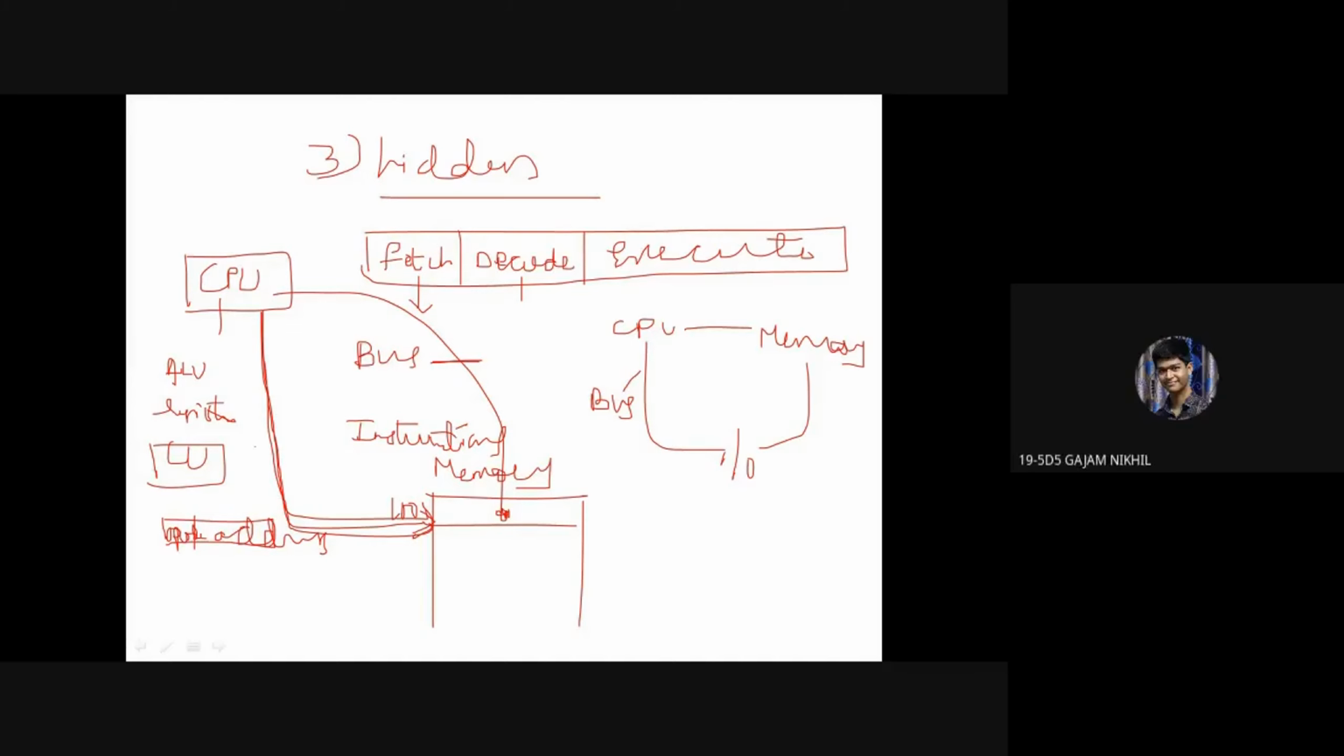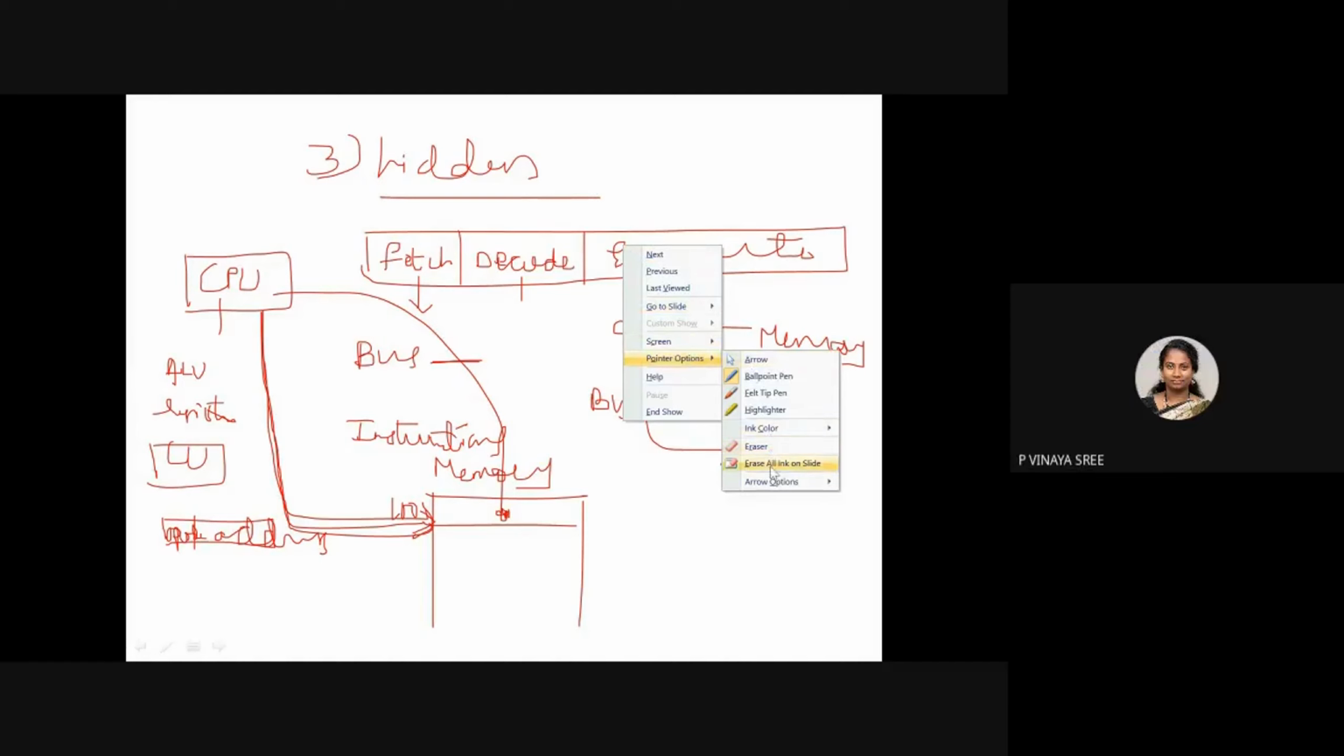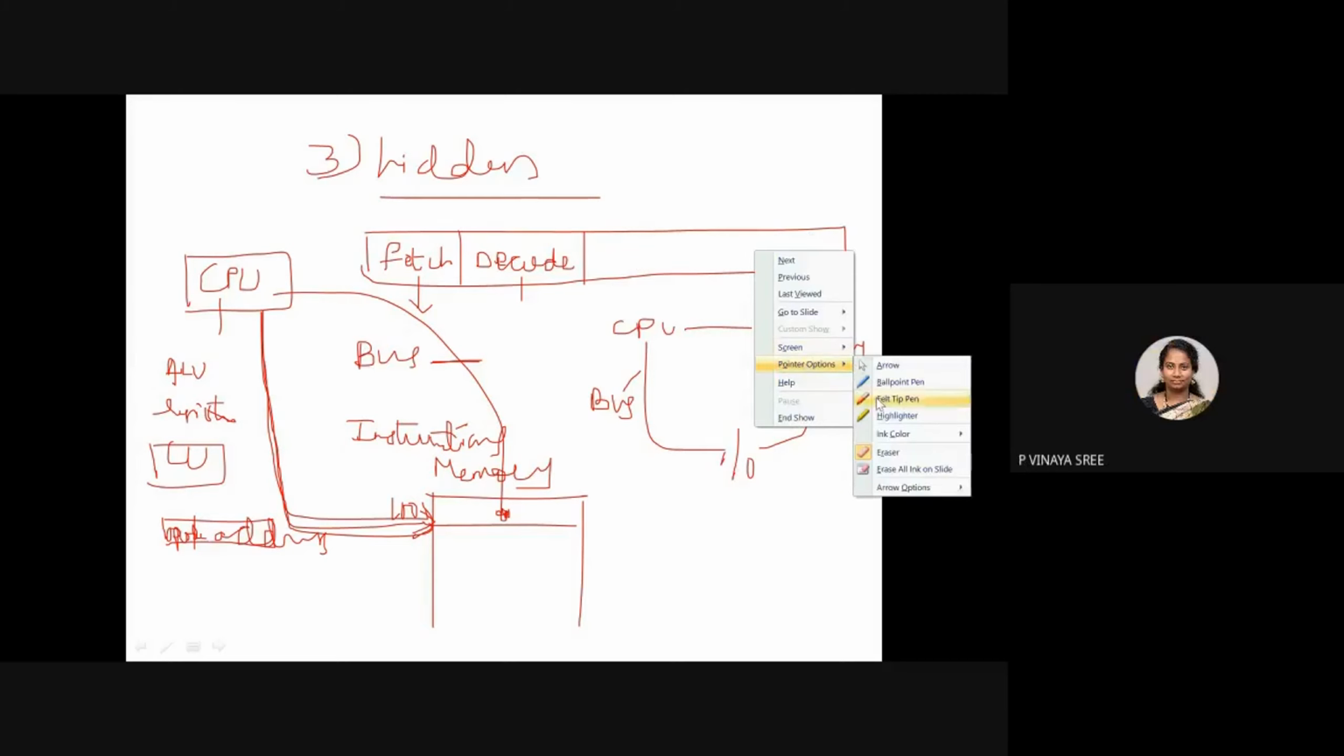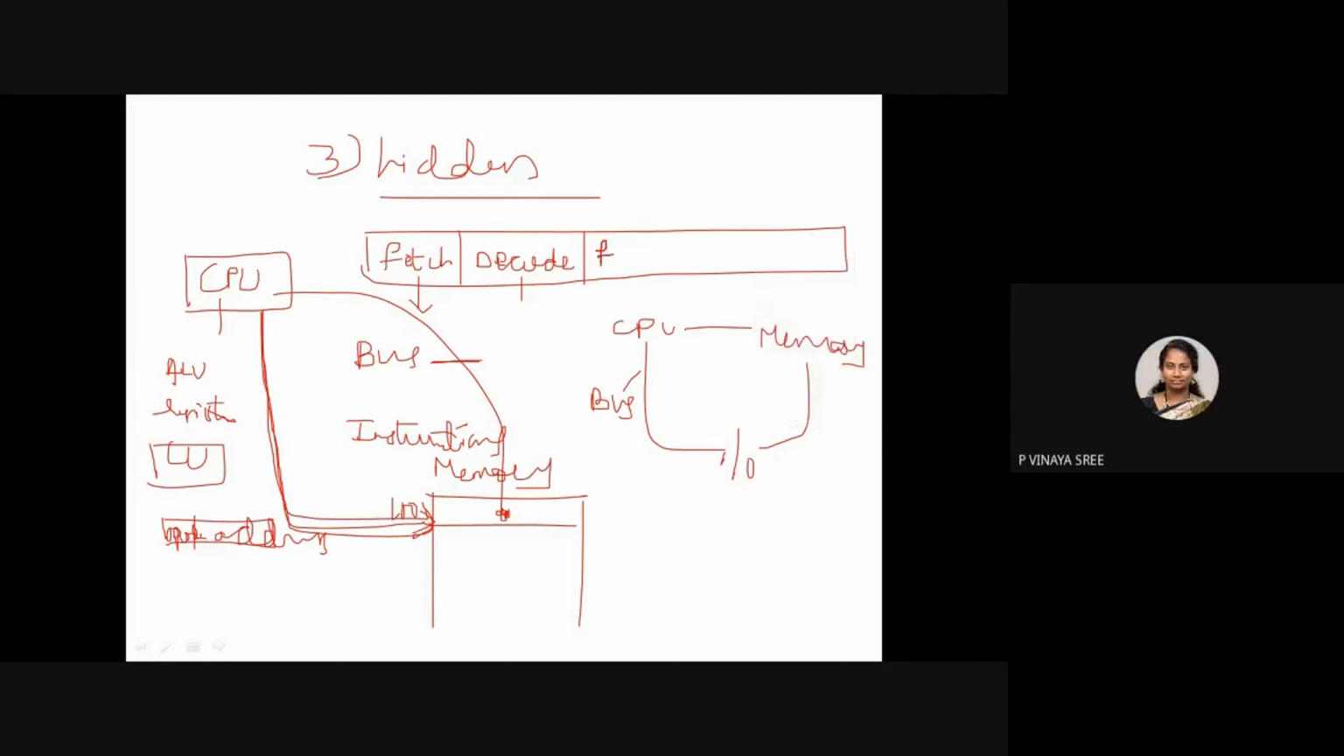After decoding, what will be the next step? Again execution, or we'll fetch the address, ma'am. Yes, again we'll go for fetching, right? So again we'll have a fetch here. Then you'll be going for an execution. Okay, so this is your normal way.